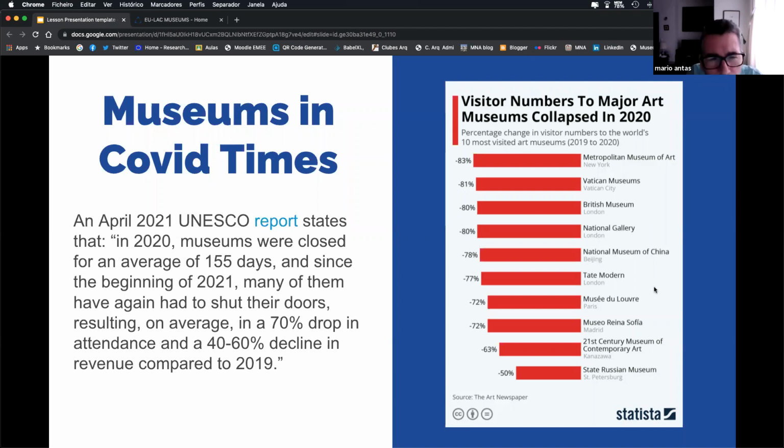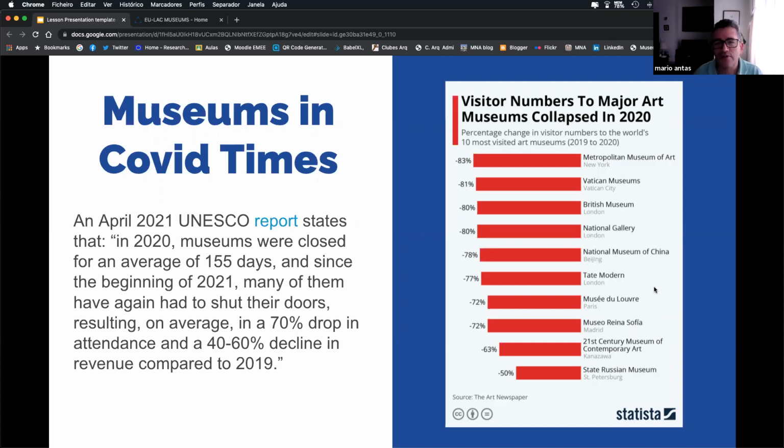I just want to share with you a UNESCO report from April of this year that states, and I quote: in 2020, museums were closed for an average of 155 days. And since the beginning of 2021, many of them have again had to shut their doors, resulting on average in a 70% drop in attendance and a 40-60% decline in revenue compared with 2019. This is very important to understand because the majority of museums have been closed with no revenues, and especially with a huge drop in attendance.